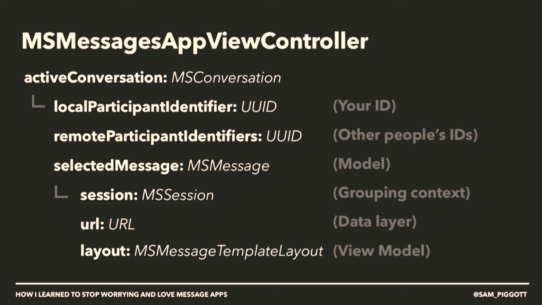I've gone over some of the core properties that we're going to be covering in this talk today, which includes the conversation, how we access or identify all the users within the conversation, and the message, which gives context and helps you understand where people are in the conversation. On top of that, you have all of the properties which are part of that message object too: session, URL, and layout.